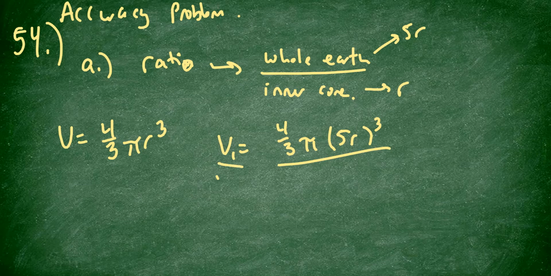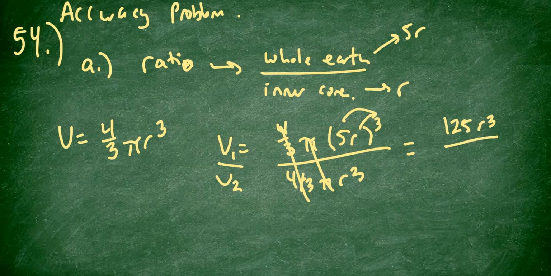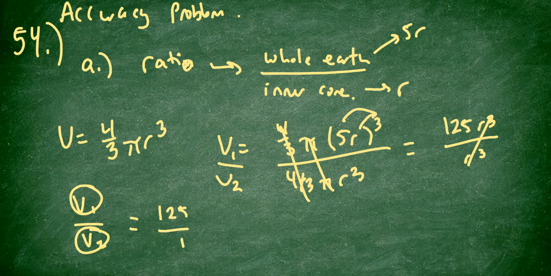all over V2, which is going to be the inner core, which is just 4/3 pi r cubed. Now the 4/3 cancel, the pi's cancel. Remember, the little exponent 3 has to go to the 5, and it has to go to the r, so it's 125 r cubed all over r cubed. Those cancel. So volume 1 over volume 2, or the total Earth to the inner core, is going to be 125 to 1.